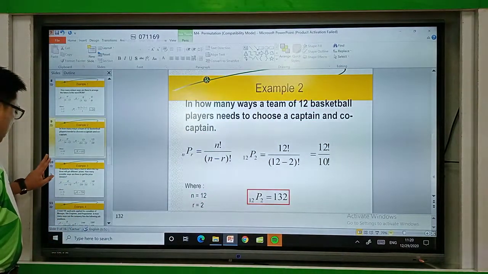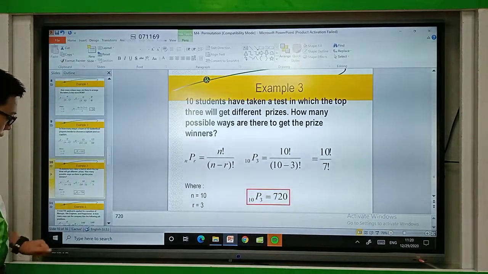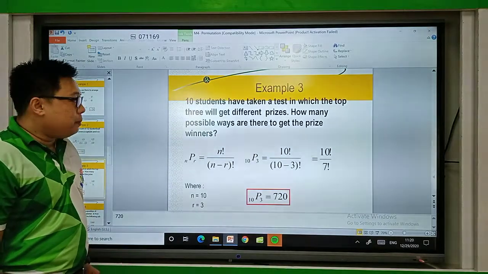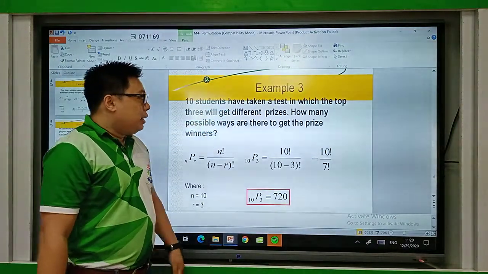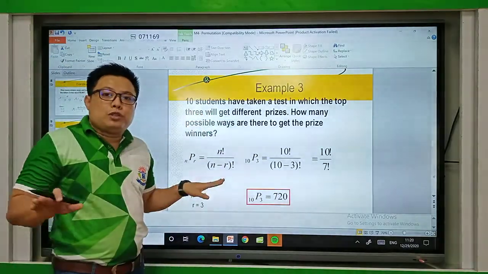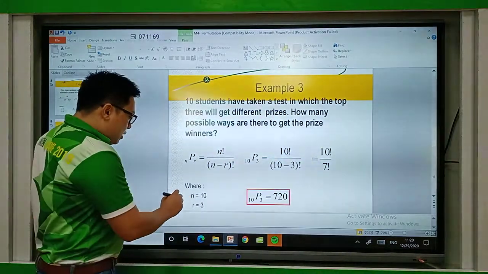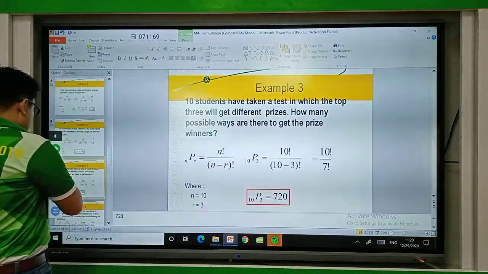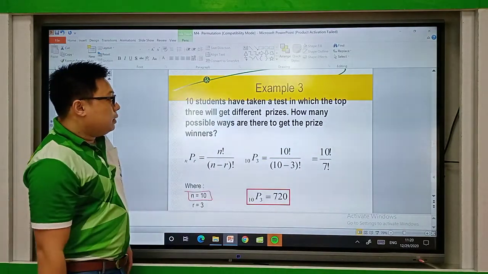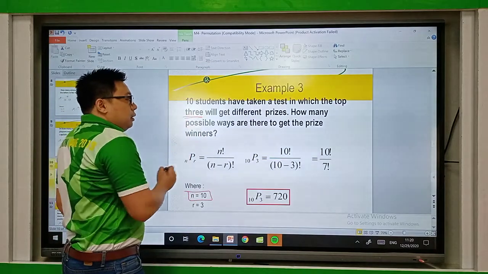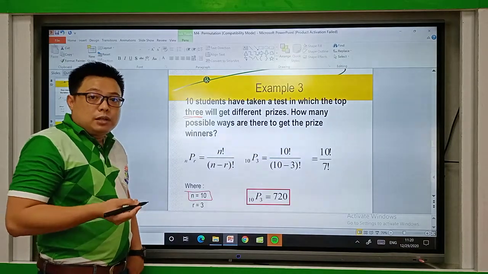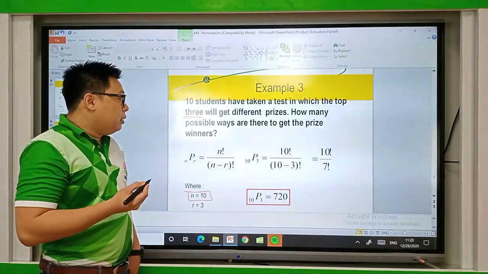I prepared at least 4 examples. For example number 3, 10 students have taken a test in which the top 3 will get different prizes. So there are 10 students to choose from, so n is equal to 10, and the top 3, so r is 3, will get different prizes. Out of those 10 students who took the test, the top 3 will get 3 different prizes.